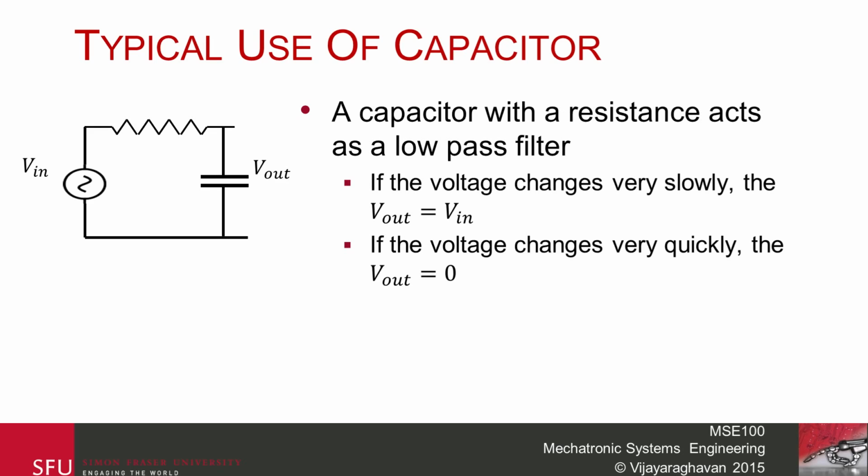The other use of a capacitance is known as a low pass filter, which is similar to a ripple remover. If the voltage changes very slowly, then the output, which you measure across these two terminals, will be equal to the input value. If the voltage changes very quickly, the capacitance is going to absorb all of the voltage and the output basically goes to 0.